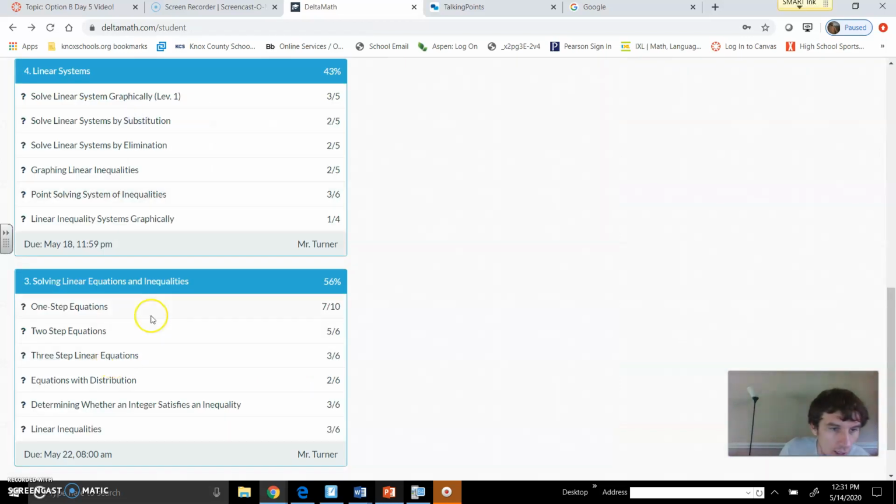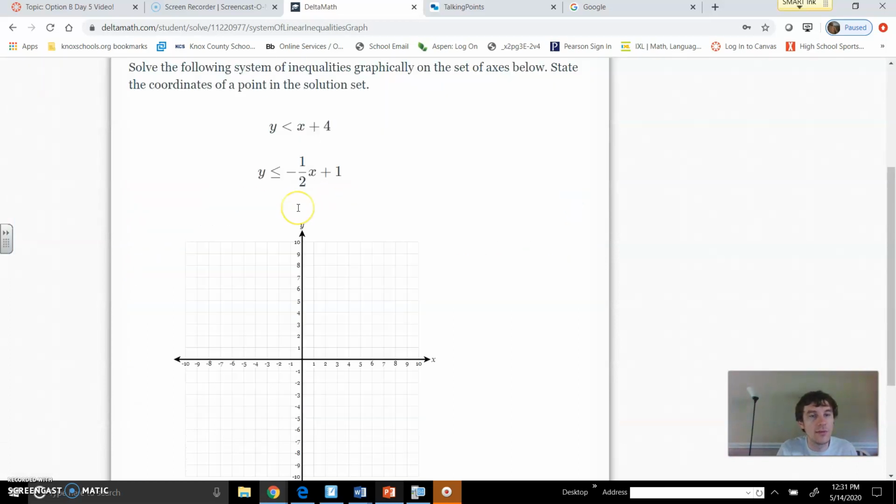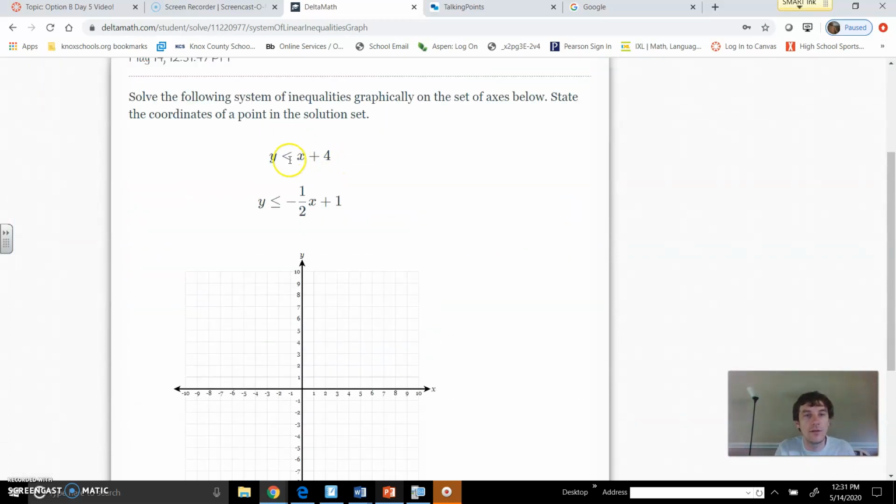Okay, so let's try one more in that section. Didn't mean to back out completely. This one's a dashed line, and then we have a solid line. So let's do the dashed line. So starting at 4, there's a 1 in front of this x that's invisible. So it's rise 1 and run 1.